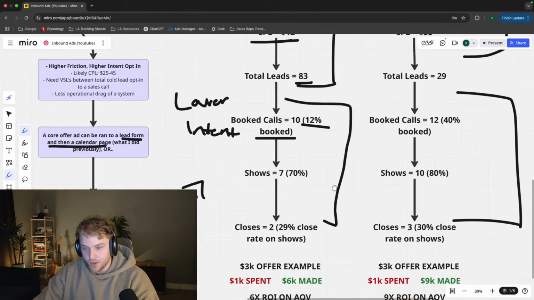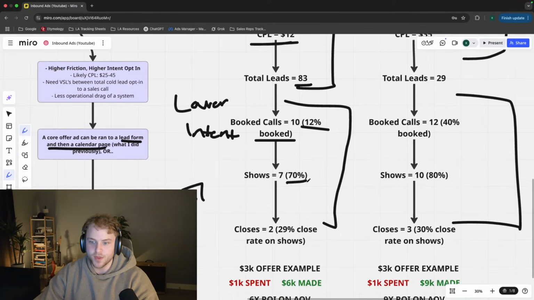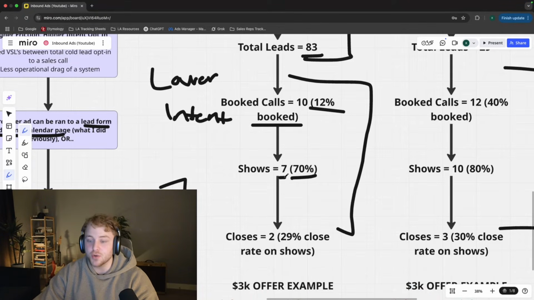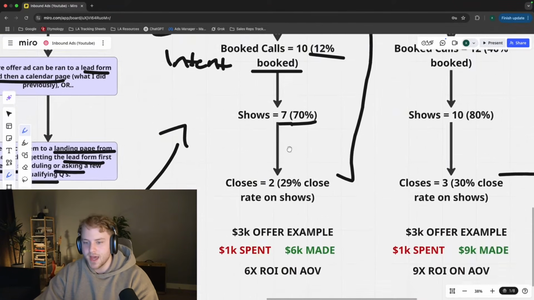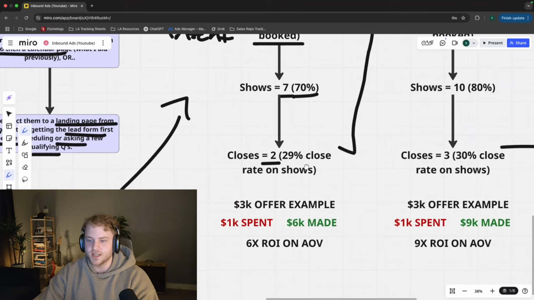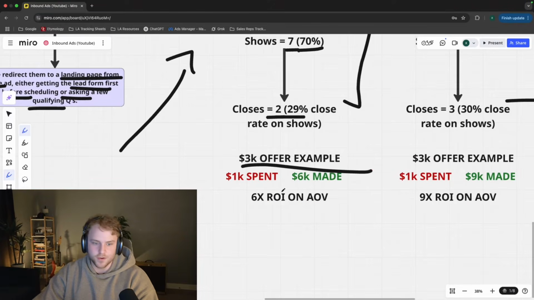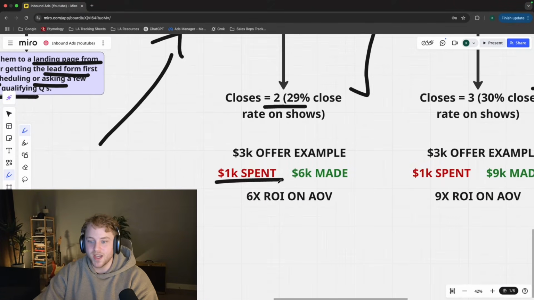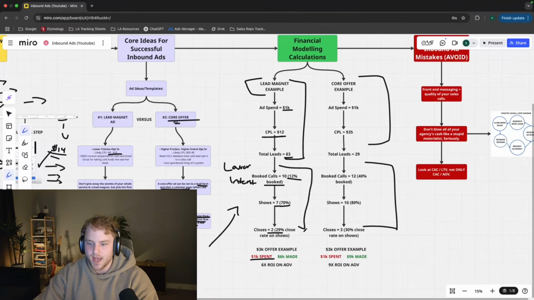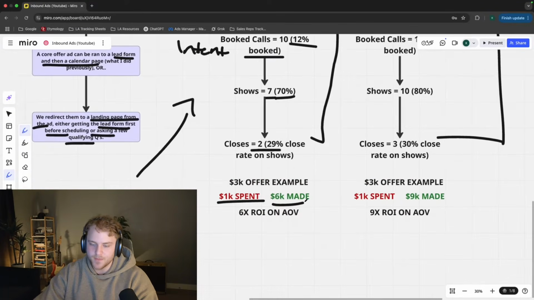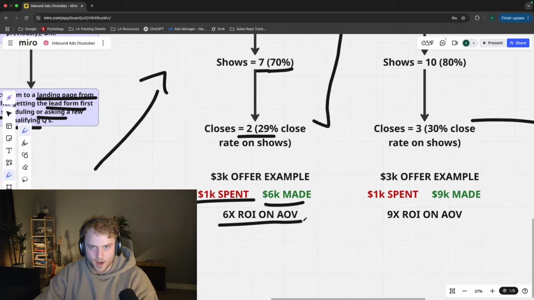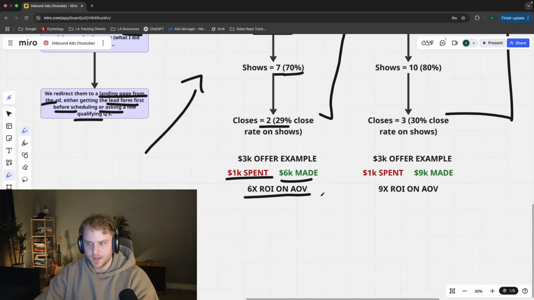So let's say you're running a lead magnet ad, 12% book in, you have a 70% show rate. What that means is you're going to have about 7 shows on the calendar. So actually 7 people sitting on sales calls with you from that. Then you're going to have about 2 closes if you're around a 25 to 30% close rate. Which, if you have a $3,000 offer, as an example here, you spend $1,000 on this lead magnet ad and you get $6,000 back. And that is a 6x ROI on average order value.